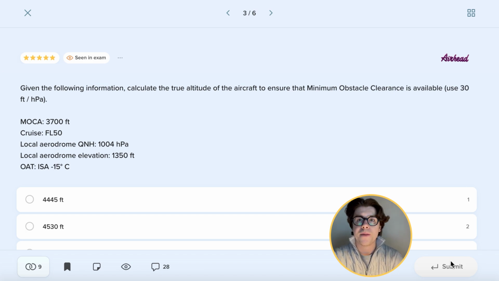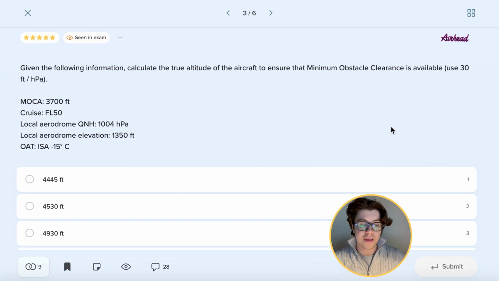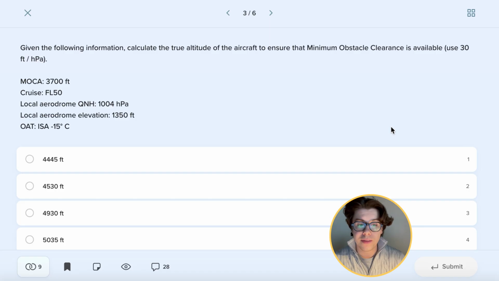However, altimetry similarly is a very important topic. You'll see questions with altimetry in MET, flight planning, GNAV, performance, and sometimes even ops. So it's good to master the topic. So given the following information, you have to calculate the true altitude of the aircraft to ensure the minimum obstacle clearance is available.